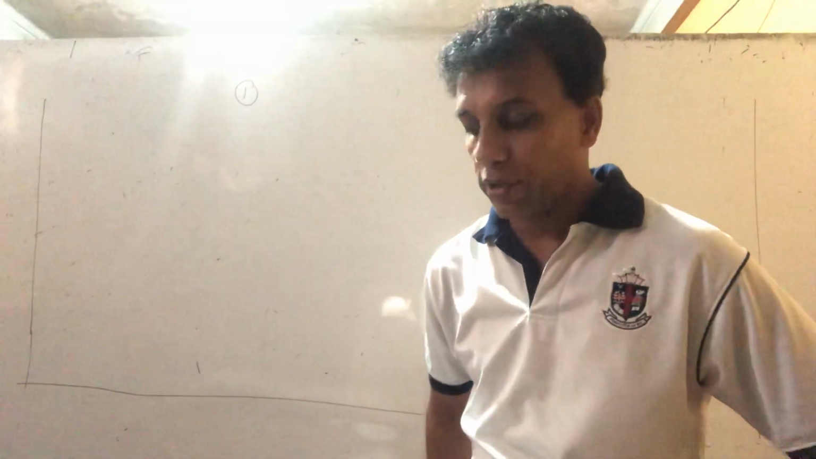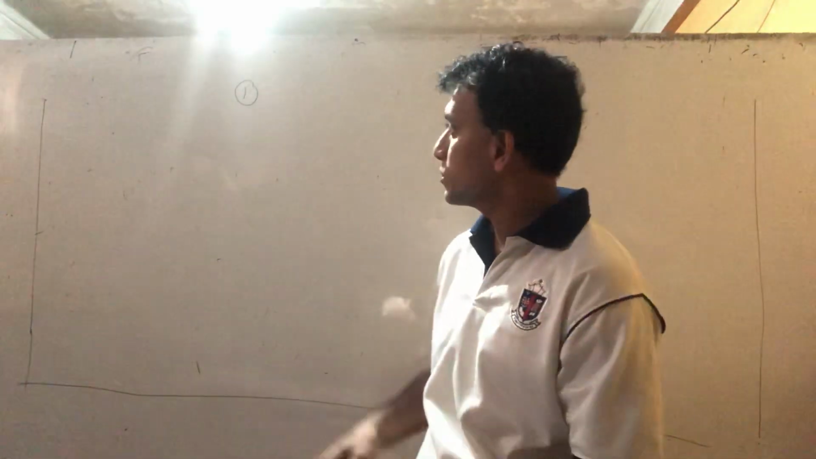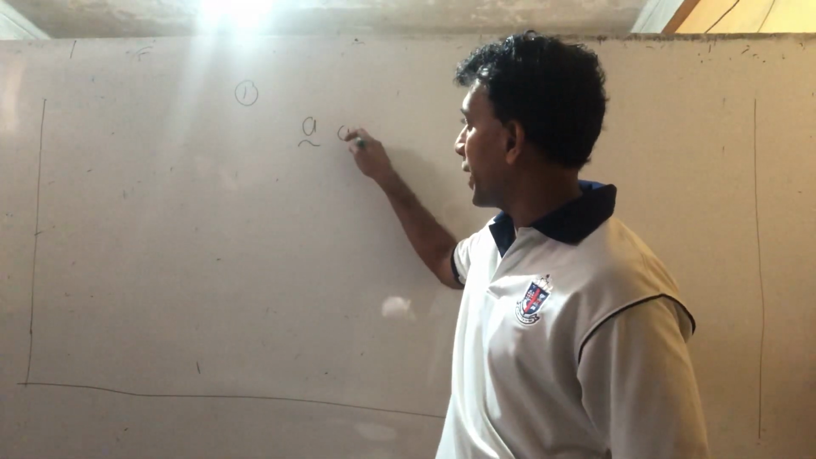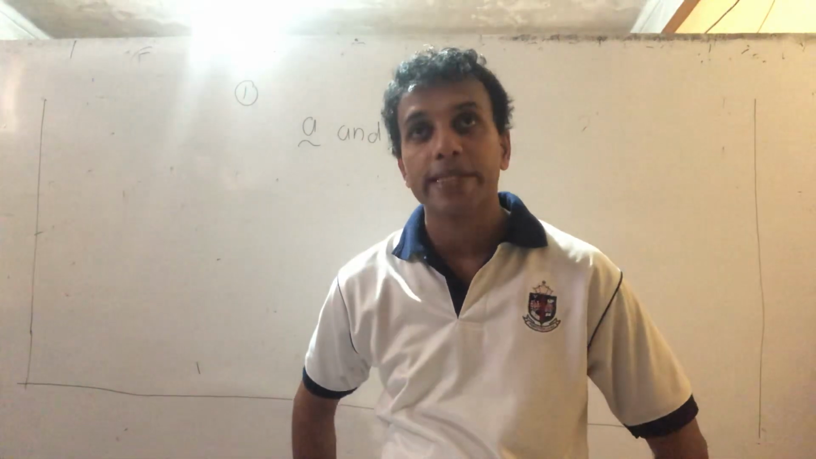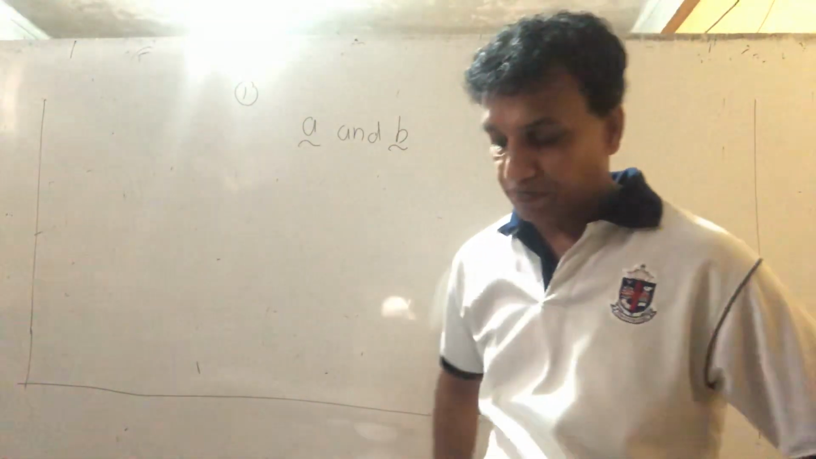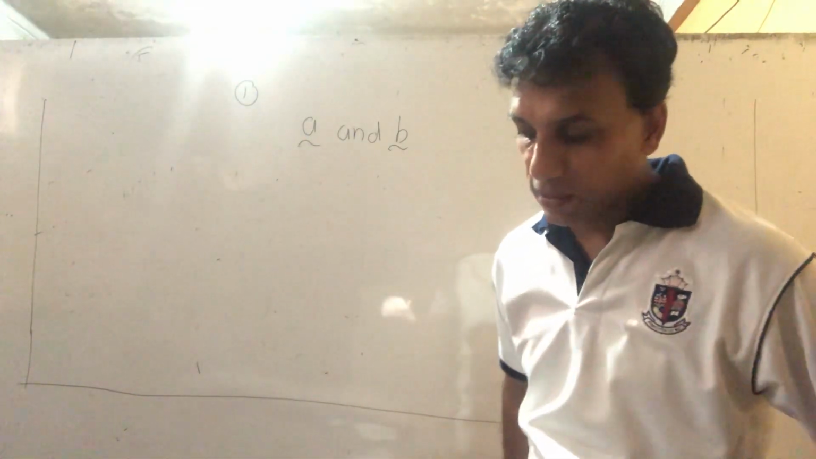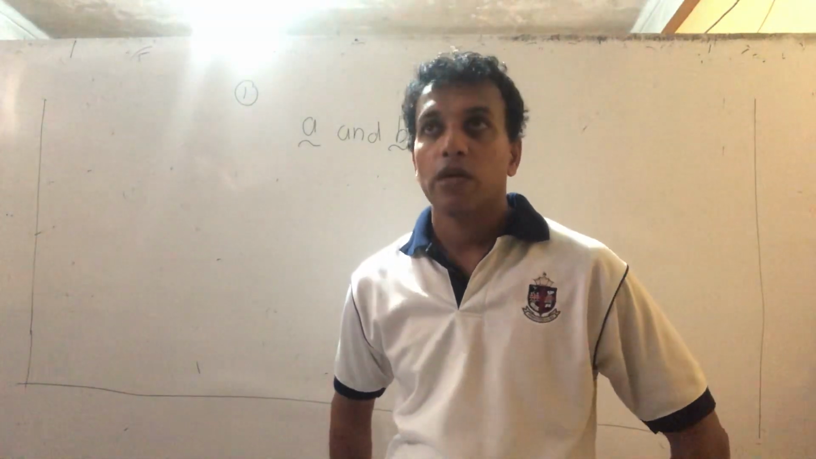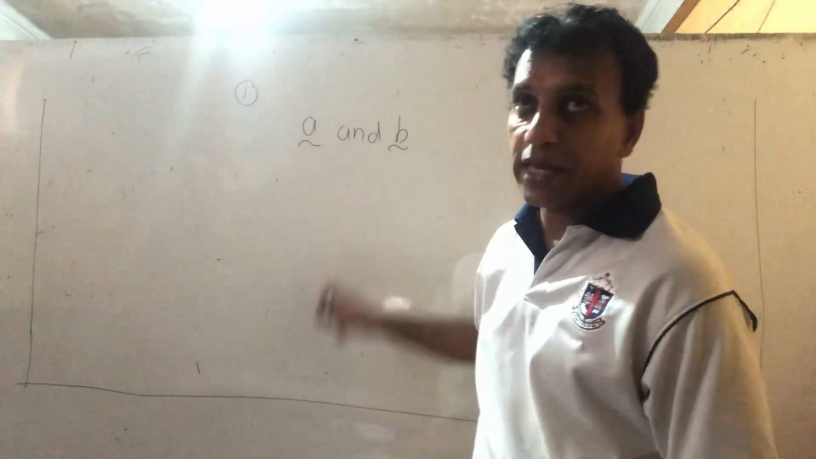Write this first problem. Define the scalar product of two non-zero vectors, vector A and vector B. In the following situations, find the angle between vector A and B.